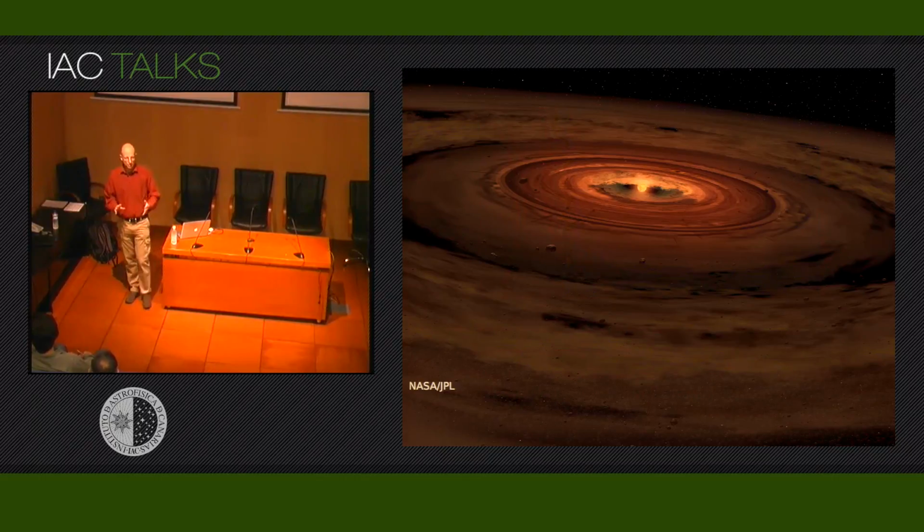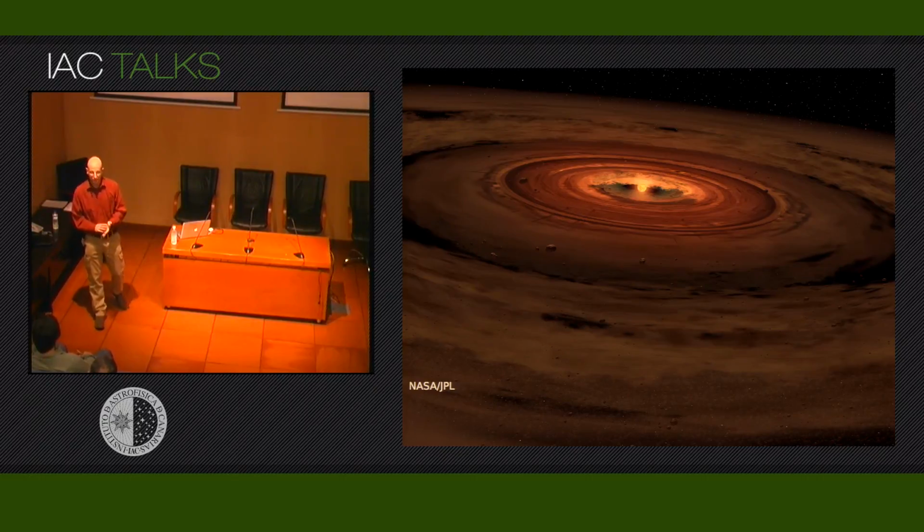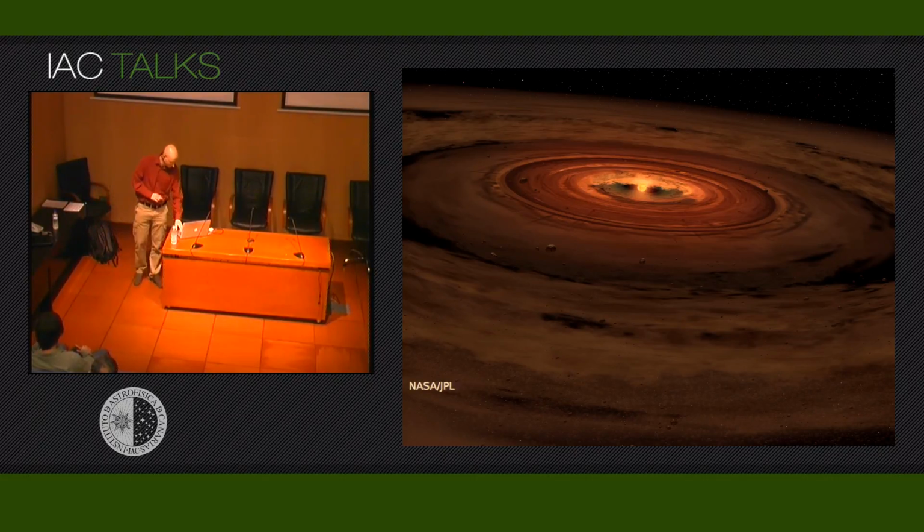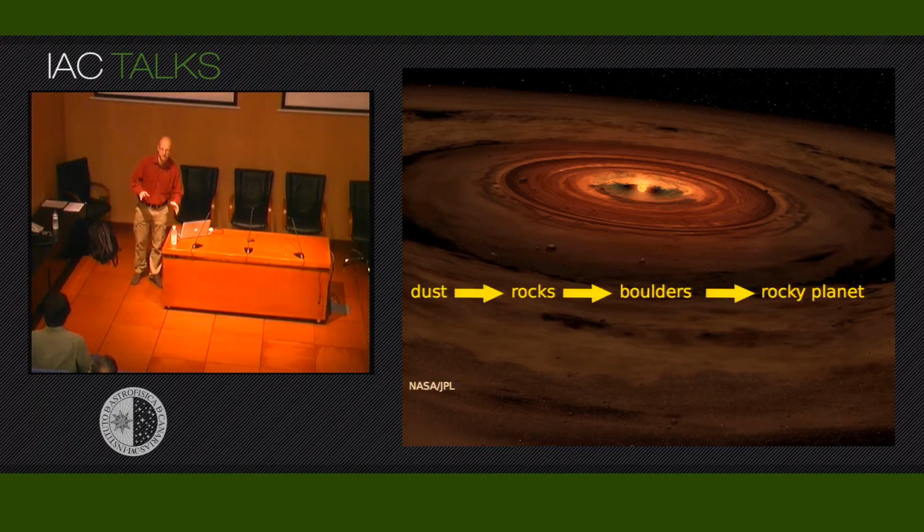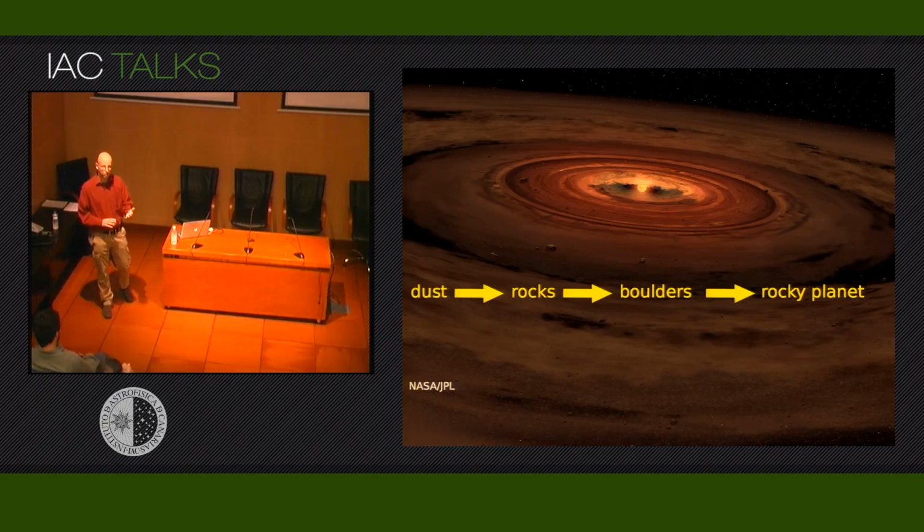So these observations and some other observations led to the idea about how solar systems, or in particular our own solar system, have formed. We have a young star in the middle, surrounded by a gas disk with about 1% of dust. And this dust can stick together, forming rocks and boulders, and eventually these rocky planets, which we see in our own solar system.